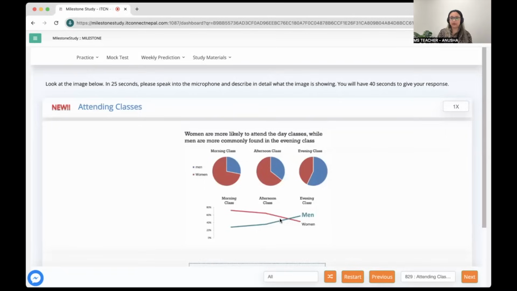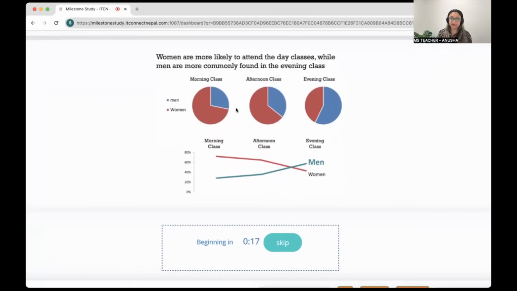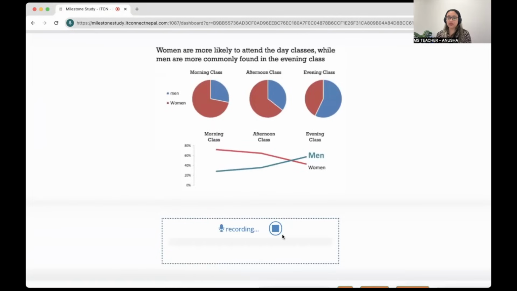Okay, all right, now this is interesting because it's got a lot of them, three charts: morning class, afternoon class, and evening class. So it's just saying that men attend evening classes more, and in the morning and afternoon women attend more. But then men increase and the women decrease. Okay, yeah. There are two different charts here which show that women are likely to take morning and afternoon classes whereas men are likely to take evening classes. In the line chart, it is showing how the number of men increases as the evening classes increase, and how women decrease from morning class to afternoon class to evening class.